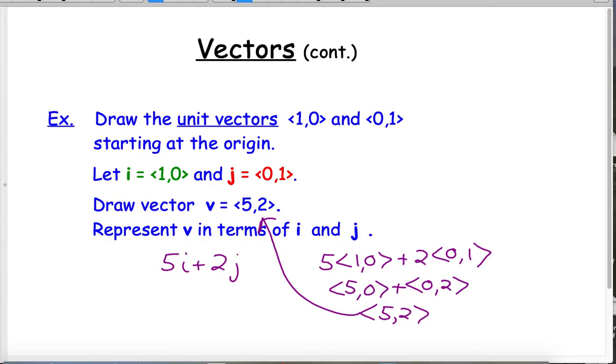So it's just another way of writing a vector. We've got component form, and we've got the ij form, or we can write it with the 2 points with coordinates for the initial and terminal.